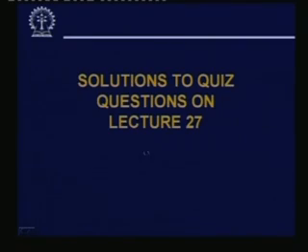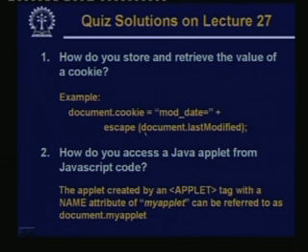Before that, let us look very quickly at the solutions to some of the questions we had raised for the previous lecture. The first question was, how do you store and retrieve the value of a cookie? So, the example we had given, we can assign some string to a document.cookie attribute, and the value assigned should be of this form, cookie name equal to the cookie value. This escape(document.lastModified) returns the value of the last modified date. Okay. This escape actually removes all the white spaces and special characters, converts them into escape sequences.